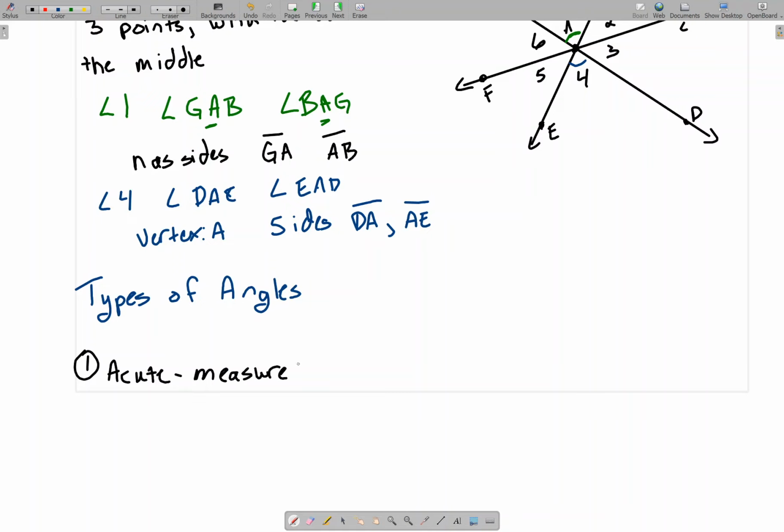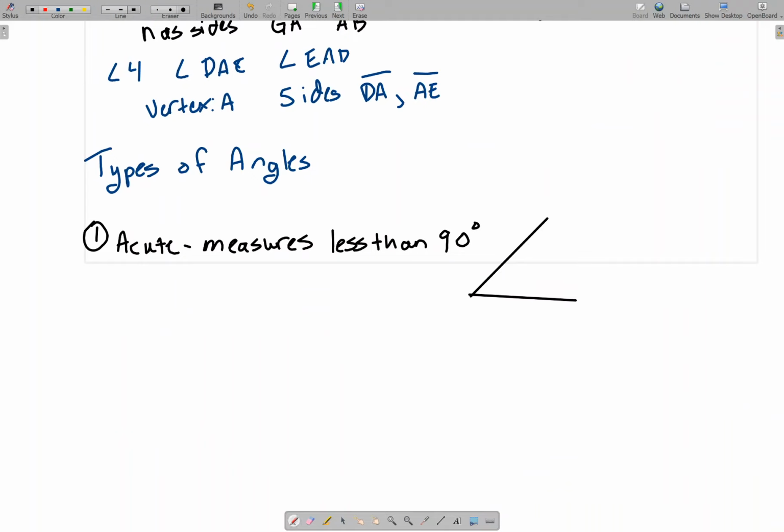Meaning if you use a protractor, it would be 10, 20, 30, 40, up to 90, but not including 90. Measures less than 90 degrees. And acute angles, I always think of them as pointy. It looks something like that. Next, we have right angles.